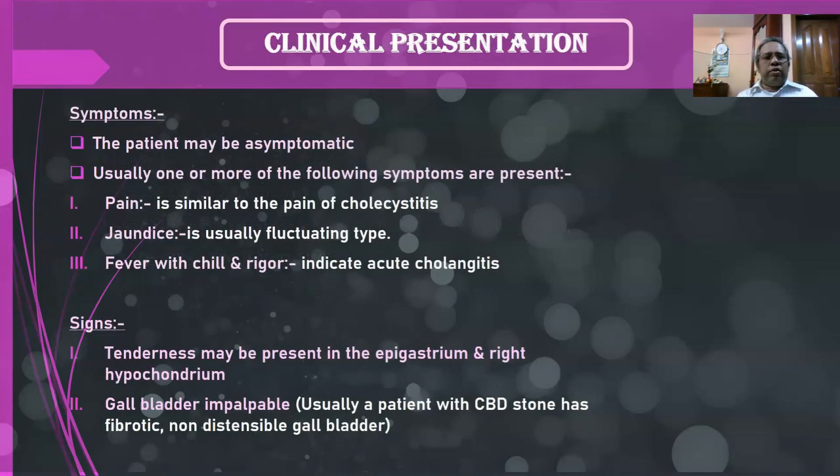So the clinical presentation. The patient may be asymptomatic. Usually one or more of the following symptoms are present. Pain is similar to the pain in cholecystitis, meaning upper abdominal pain. There may be colicky pain there. Jaundice is usually fluctuant in type. Fever with chills and rigor indicates acute cholangitis. Signs: tenderness may be present in the epigastrium or right hypochondrium. Gallbladder is impalpable. Usually a patient with CBD stone has a fibrotic gallbladder because the patient has chronic cholecystitis, so the gallbladder has shrunk and is non-distensible.